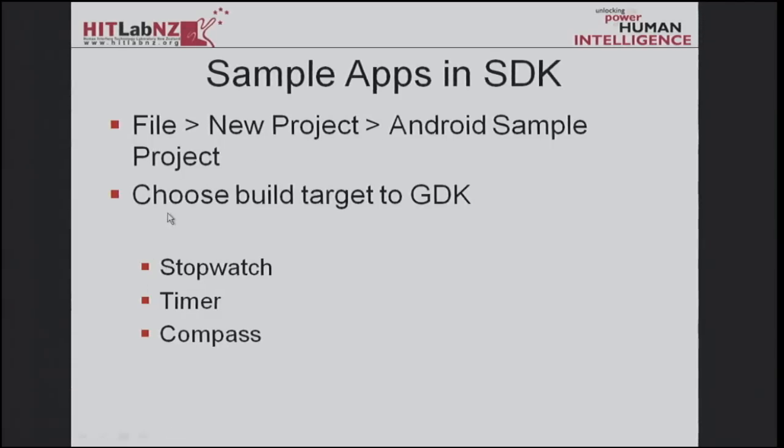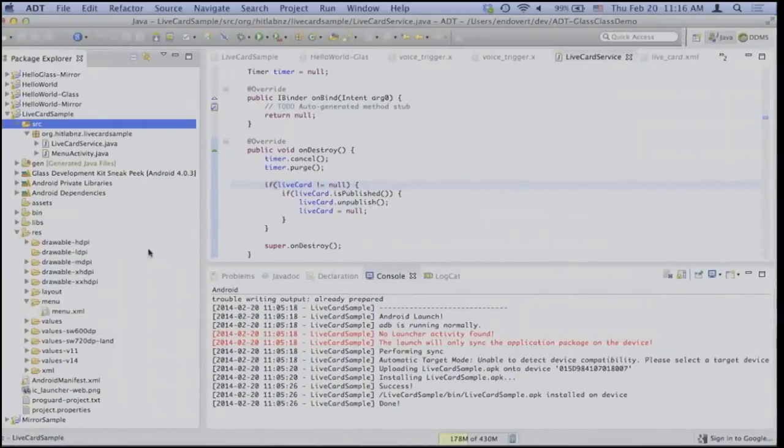There are a couple of samples in there. If you choose File, New Project, Android Sample Project, and I'm pretty sure some of you have already done this, and choose the build target GDK, then there are 3 types of live cards you can choose from. These all use the frequent updates mode of the view, so it will help you learn how to use that.